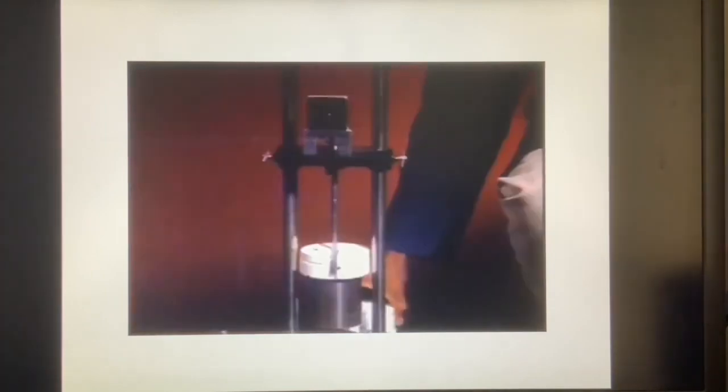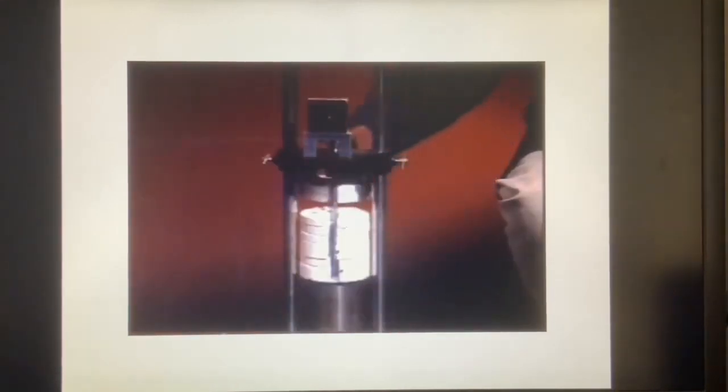20 newtons. 40 newtons. 60 newtons. The amount the wire stretches is directly proportional to the applied force.